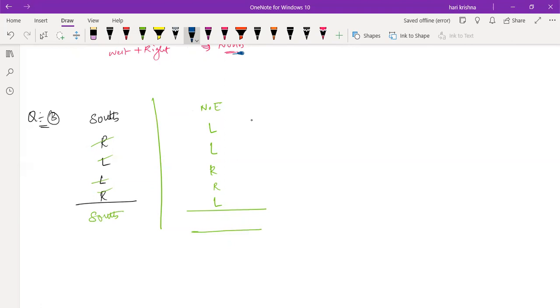The person initially is walking in the northeast direction. Then after 100 meters, he turns left. Again, after 50 meters, he turns left. Again, after 20 meters, he turns right. Again, after 30 meters, he turns right. In the last, he turns left and walks around 10 meters. Then what is the final direction?